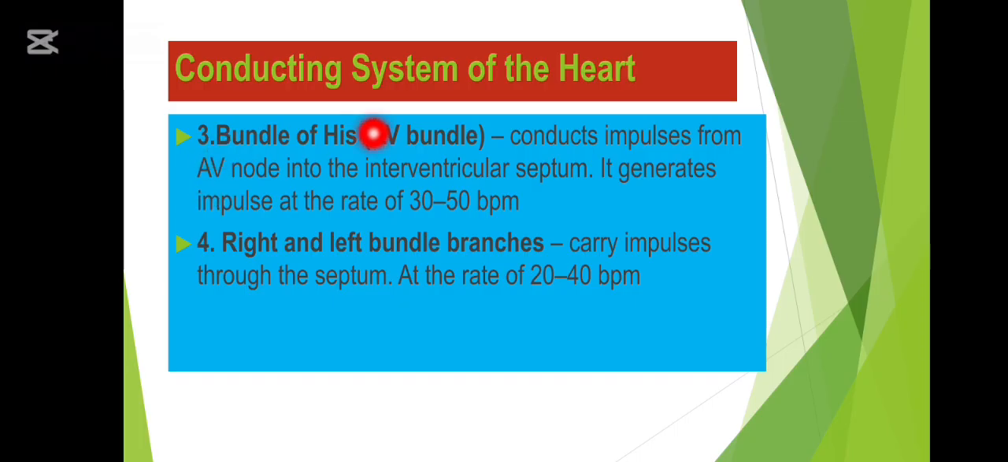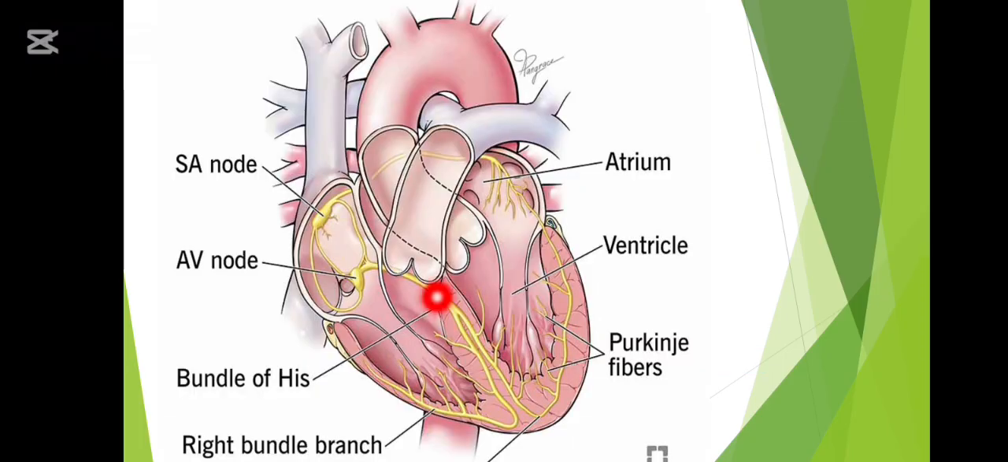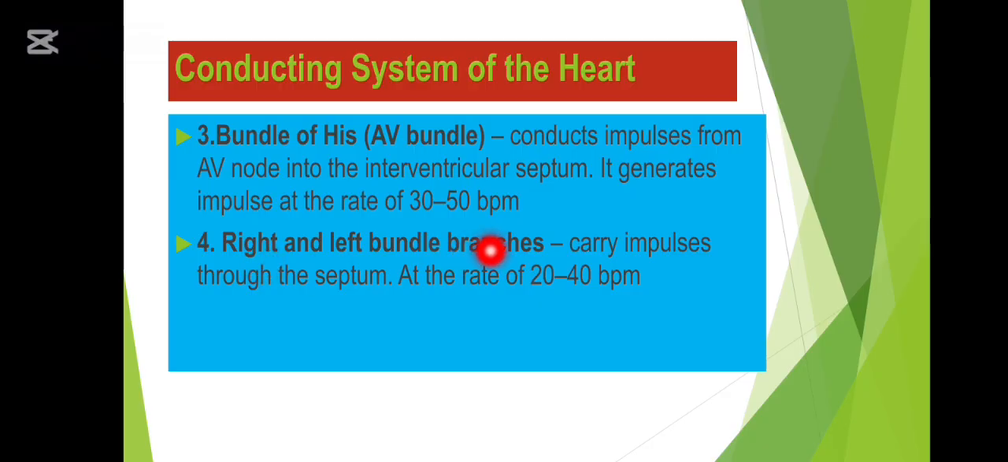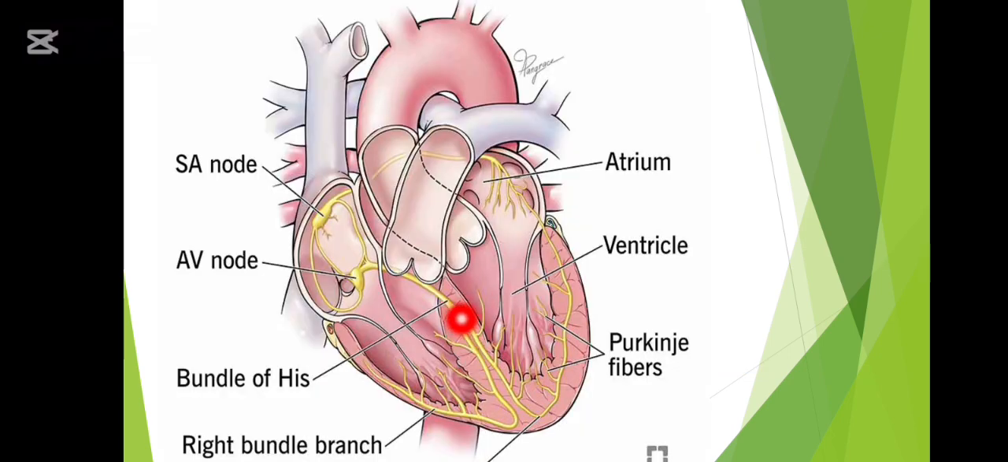Then from the bundle of His, we move to the right and left bundle branches. The right and left bundle branches carry impulses through the septum at the rate of 20 to 40 beats per minute. The septum is this area, this muscle that is in between the left ventricle and the right ventricle. This is what we are calling the septum, this muscular thing. So it carries the electrical impulse through this septum and to the Purkinje fibers.